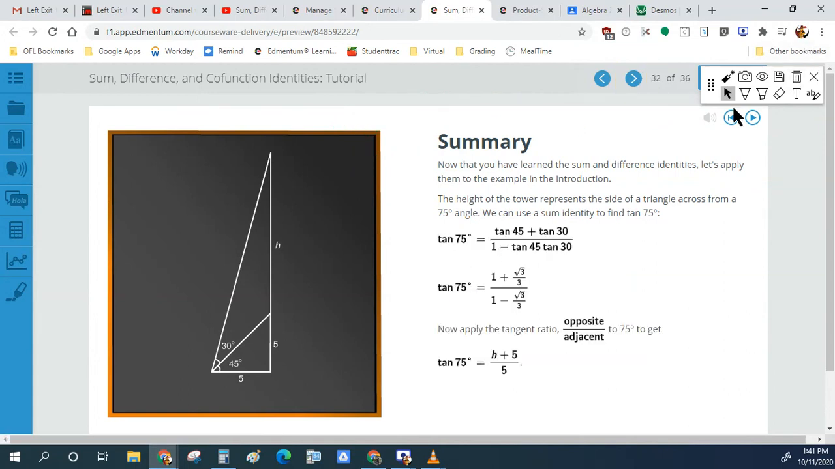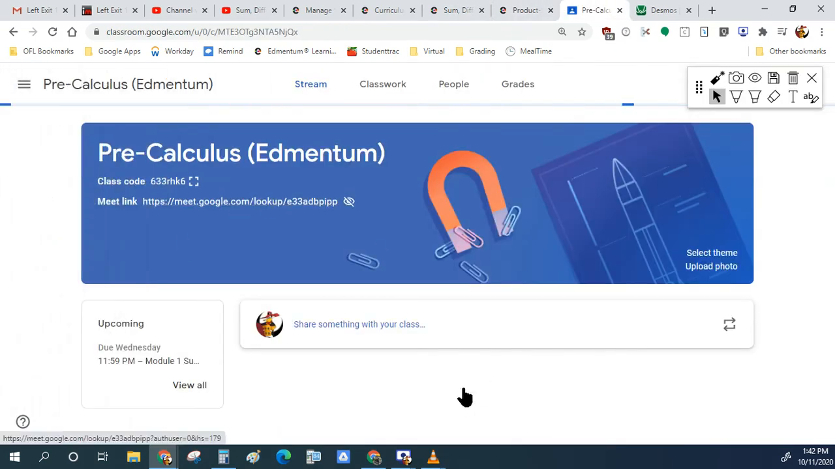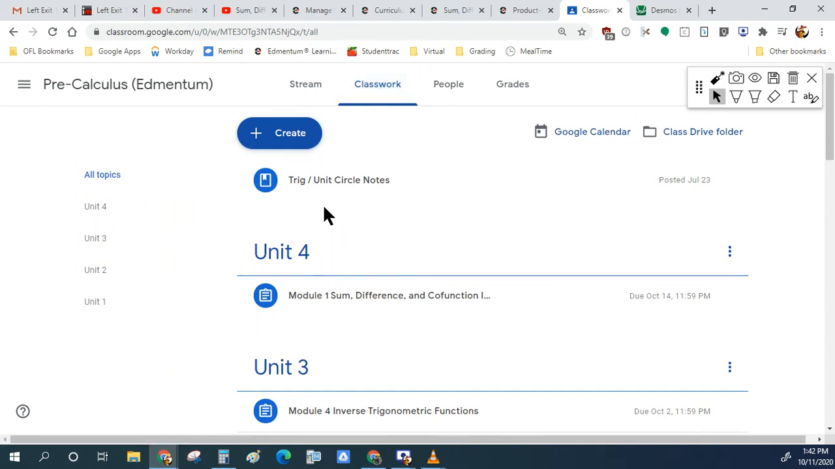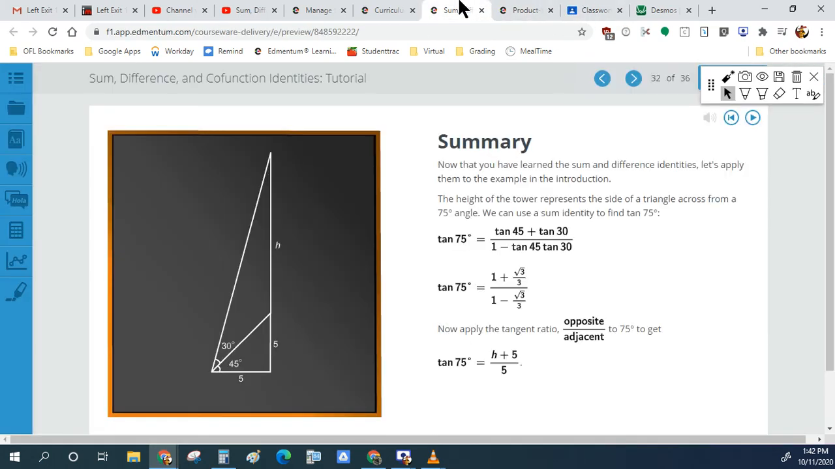All right, and our summary. So this is just our addition and difference formulas. Again, use that sheet I gave you guys in your pre-calculus thing. You can go to classwork, go to trig slash unit circle notes. This is a good cheat sheet for you guys.